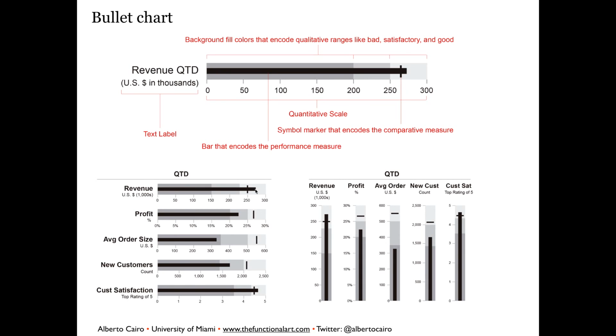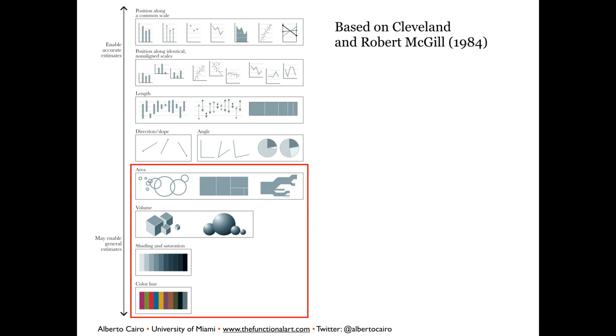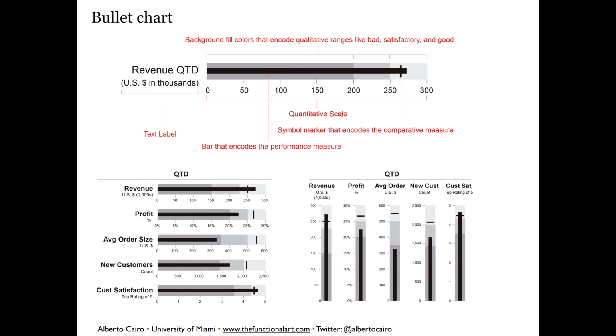Well, anyway, this uses methods of encoding that belong to the top of the William Cleveland and Robert McGill scale, because it is using methods of encoding such as length, but also position along common scales. So they enable very, very accurate judgments.